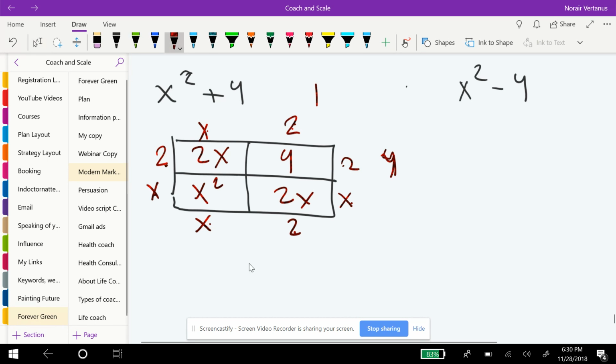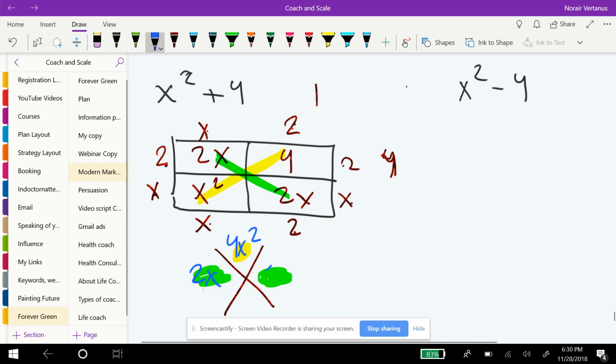And then with the diamond method, we want to check and see if this is right. So diagonals here, it's going to be 4x squared. And then these two here, just 2x and 2x. If we add these, we should get the middle term. What is the middle term here?